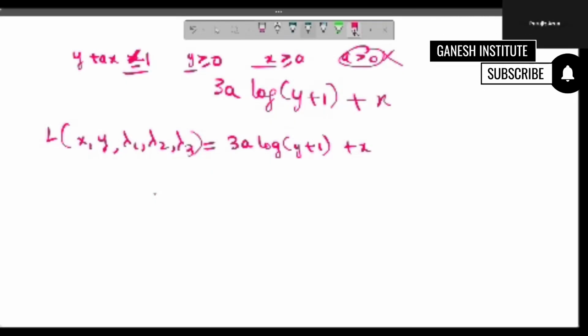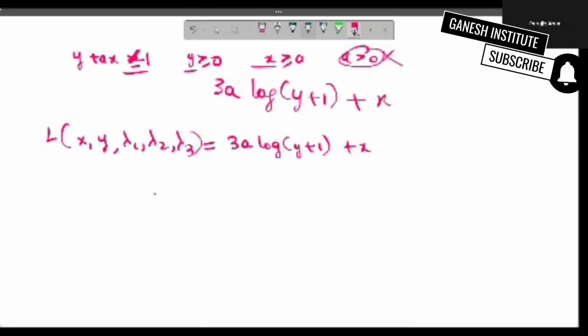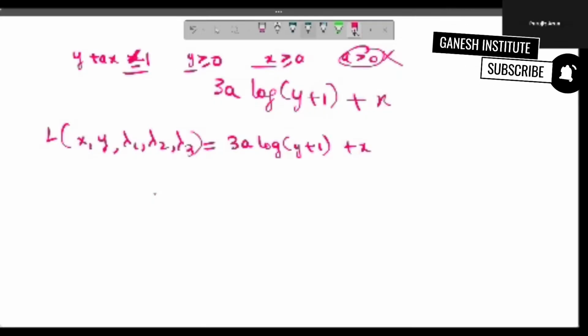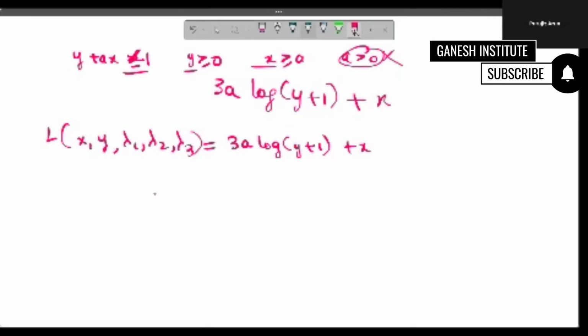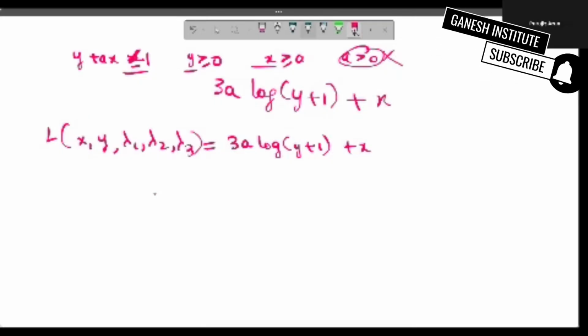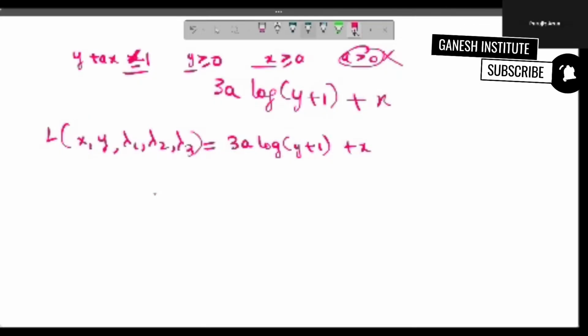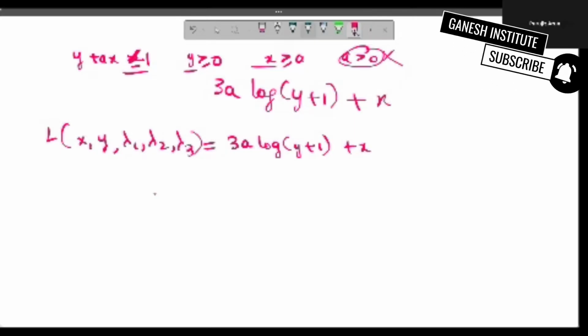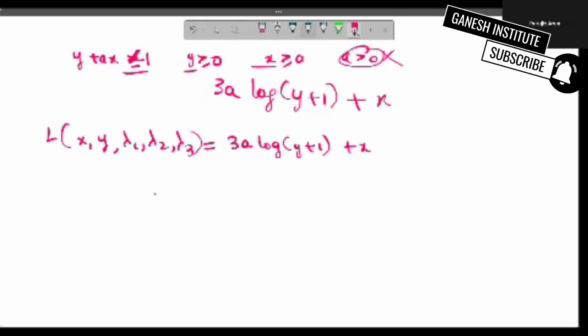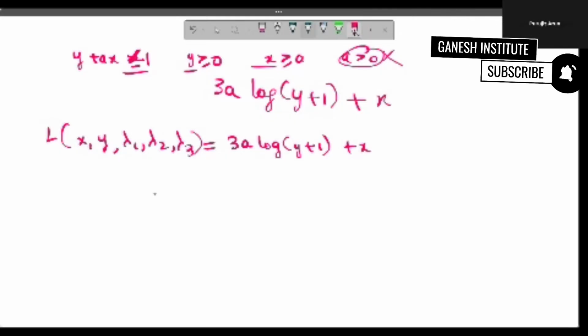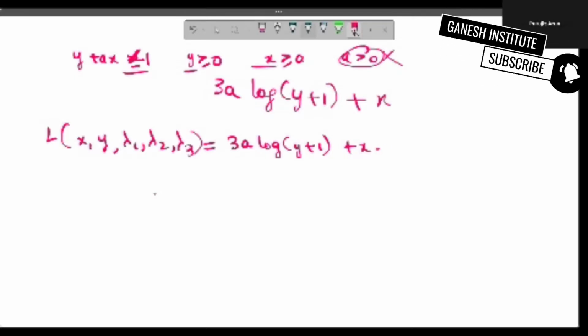Y plus 1 plus x. Done till here. L of x, y, lambda 1, lambda 2, lambda 3 is equal to 3a log of y plus 1 plus x, minus the three constraints. So what do we do?